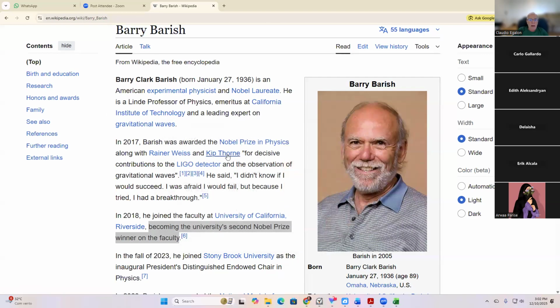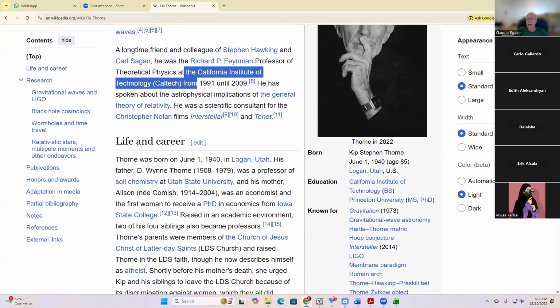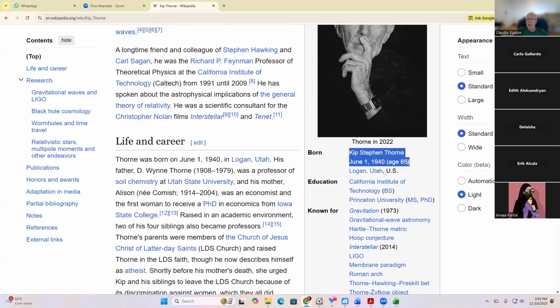And let's see the other guy, Kip Thorne, right? Kip Thorne, theoretical physicist. A longtime friend and colleague of Stephen Hawking and Carl Sagan. He was the Richard Feynman professor of theoretical physics at Caltech in Pasadena. Since they're saying that in the past tense, he must have died. Oh yeah, he died. Oh no, he's still alive. Age 85. He's still alive.